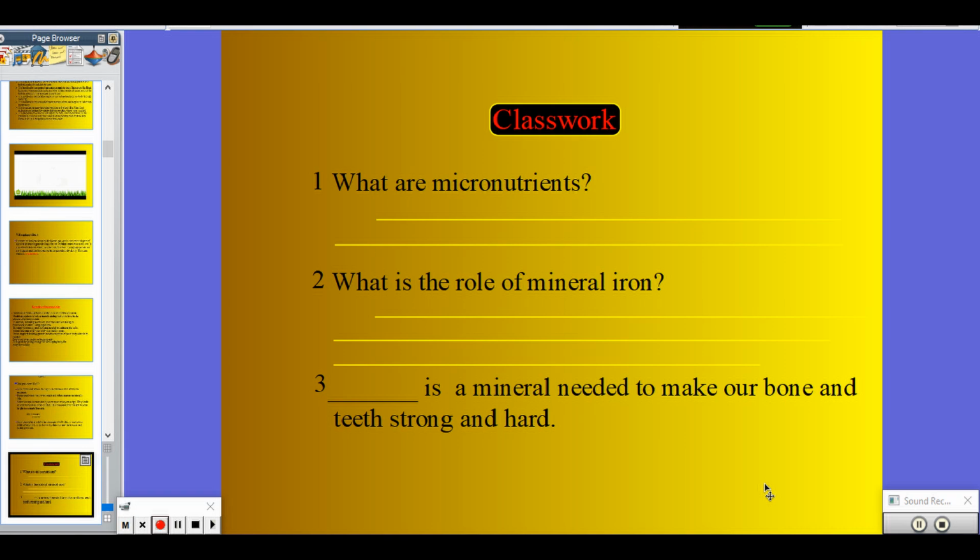Students, now we come to the last part of the lesson, the classwork. I have three questions. Question number 1, what are micronutrients? Question number 2, what is the role of mineral iron? Question number 3, blank is a mineral needed to make our bone and teeth strong and hard.